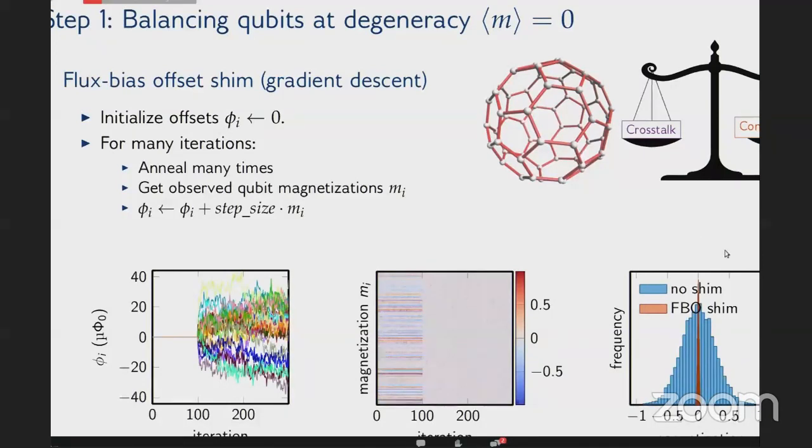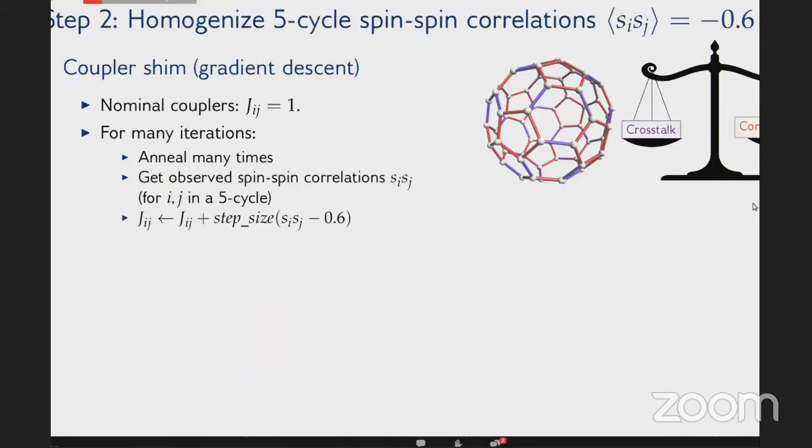And so I'm going to show the second approach, which is doing the same thing, except instead of balancing the magnetizations of the spins, I'm balancing the spin-spin correlations of 2 spins that are in a 5 cycle together.